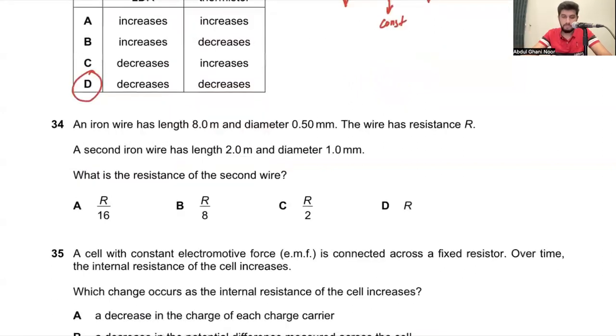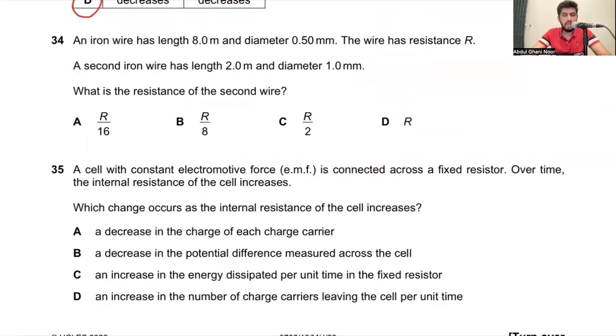Question 34 says, an iron wire has a length of 8 meters and diameter of 0.5 millimeters. The wire has a resistance R. A second iron wire has a length of 2 meters and a diameter of 1 millimeter. So my first question to you is, when the diameter is doubled, what happens to the area? Does the area get doubled?